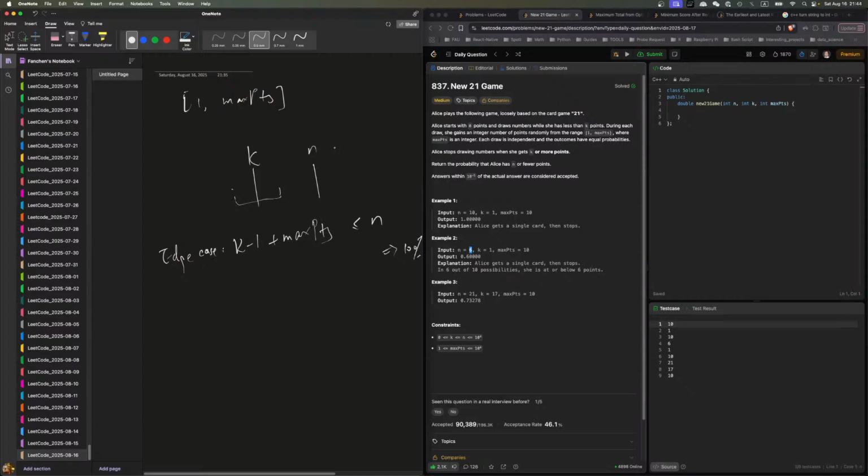So if n is very big, right? So now the normal case is the other cases, right? The less trivial case is when k minus 1 plus max points is larger than n, right? Which means this is the potentially largest. And then what we want to find is the probability of the last one landing within.